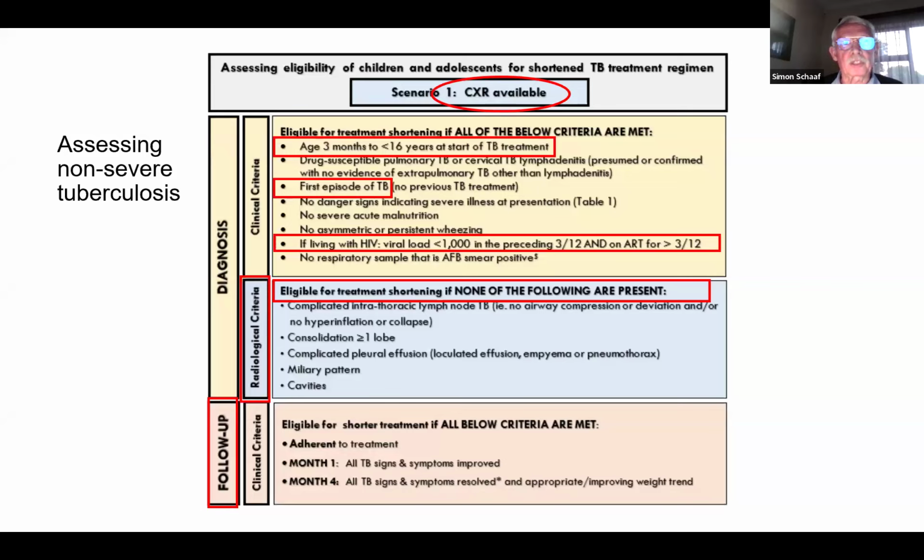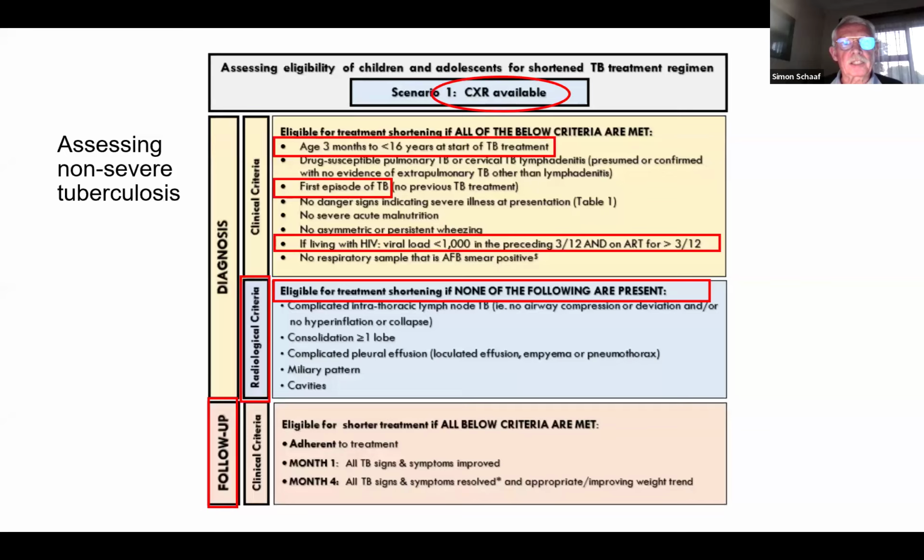It's only for children with a first episode of tuberculosis, so not for any child that had previous TB treatment, because they may have immunological reasons why they have TB for the second time, or they may have been mistreated. So only the first episode of TB. For children living with HIV, the viral load should be less than 1,000, and they should have been on ARVs for more than 3 months by the time the diagnosis of tuberculosis is made.